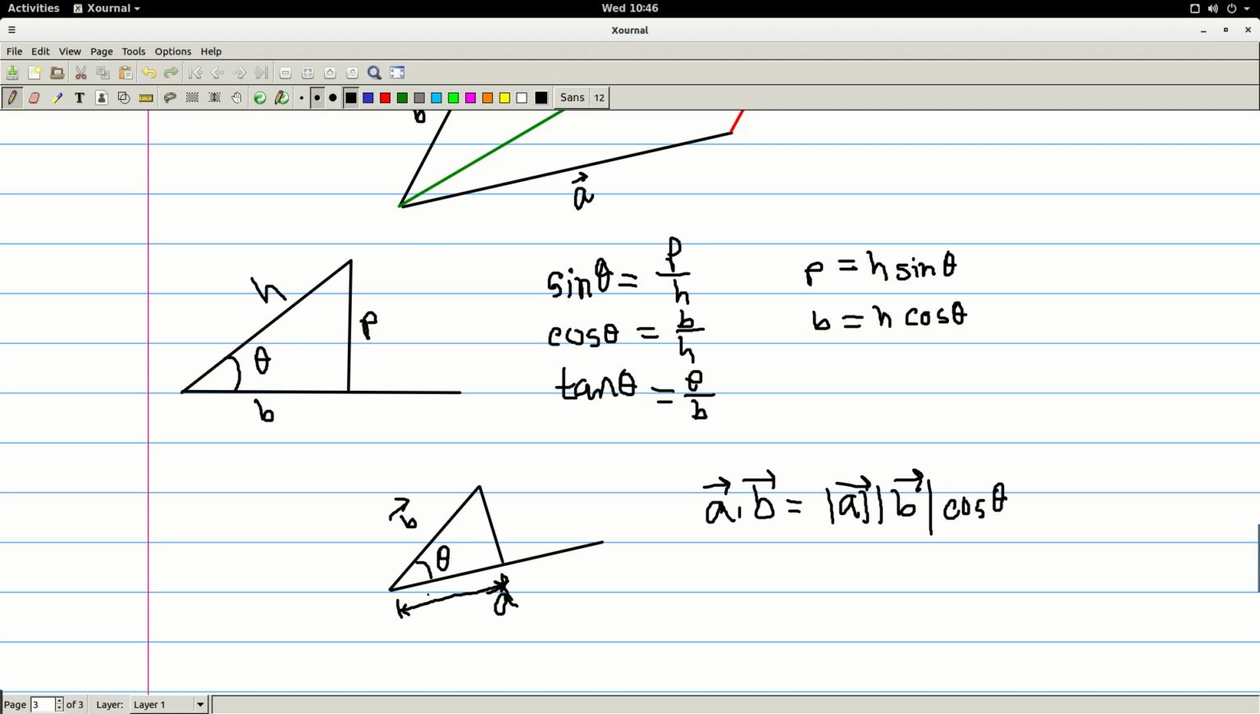So what are we trying to find out over here? We are trying to find out this part. Okay, we are trying to find out this part. And this, as you can see, is H cos theta right over here where this is H. And what's H over here? That's B. Actually, that's the magnitude of B.